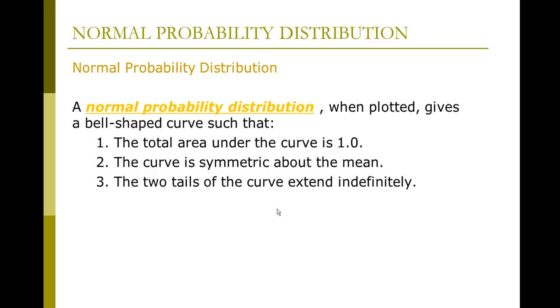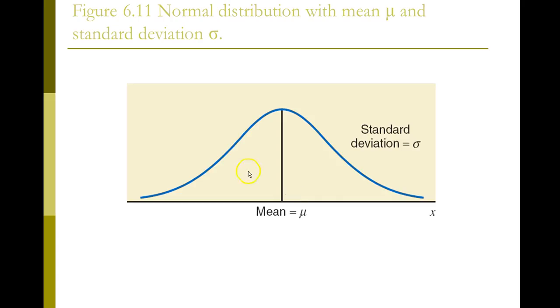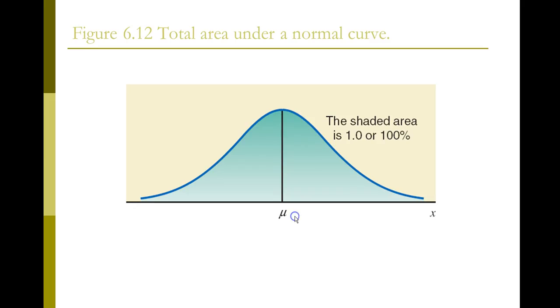The idea of a normal curve is that the total area under the curve is 1. The curve is symmetric, and the two tails of the curve extend indefinitely. So this kind of picture here. The curve is symmetric, and the mean will be right in the center, and it will have some kind of standard deviation as well, and it goes on forever in both directions.